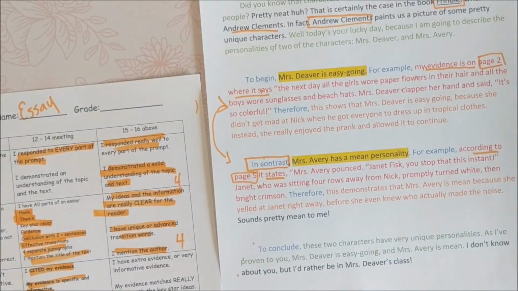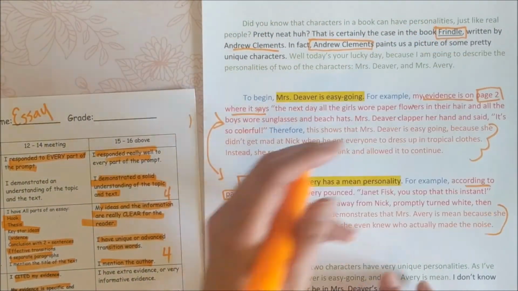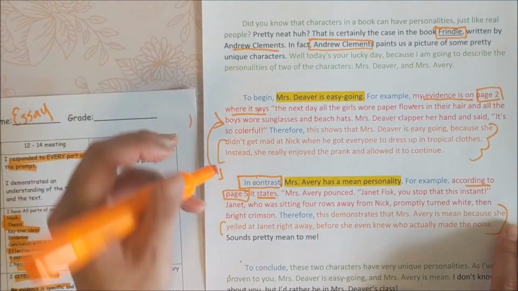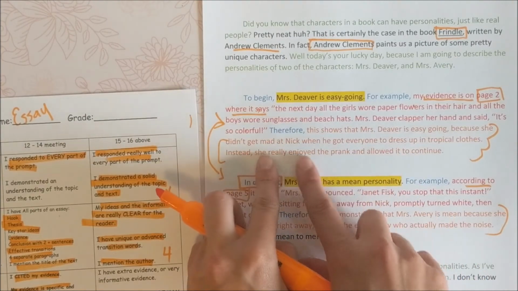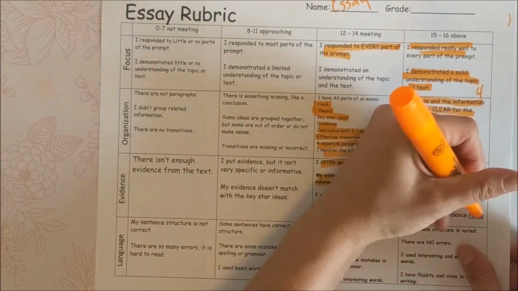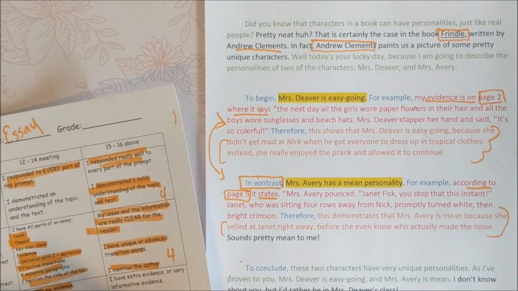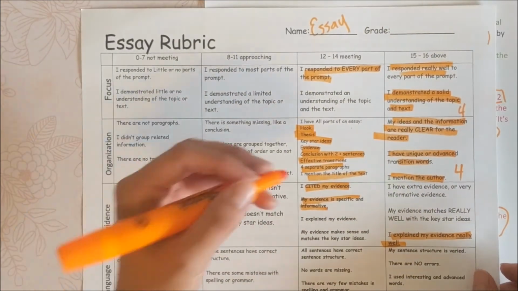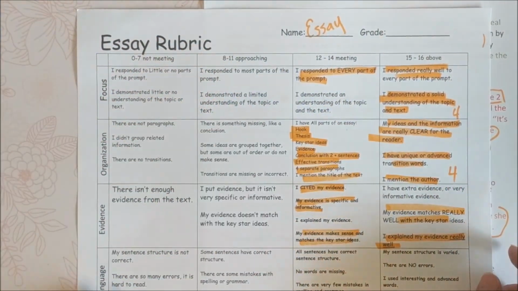It's direct. They explained it. Oh my goodness, they explained it. Look at that. That's awesome how much they explained it. There's even 2 sentences here about Mrs. Deaver. Instead, she really enjoyed the prank. So I would say they explained it really well. And my evidence matches really well. Yeah, it does. So I could say, you know, it makes sense. Okay?